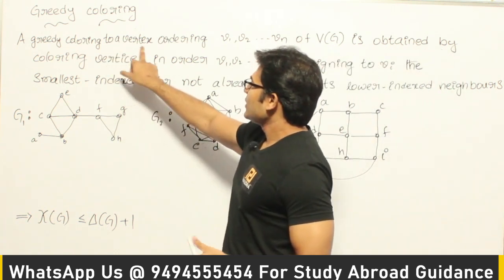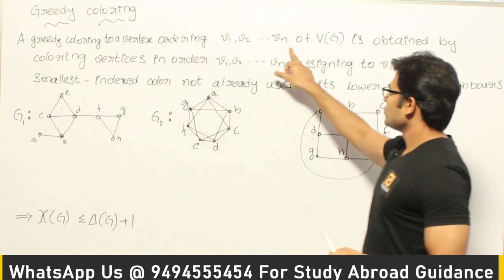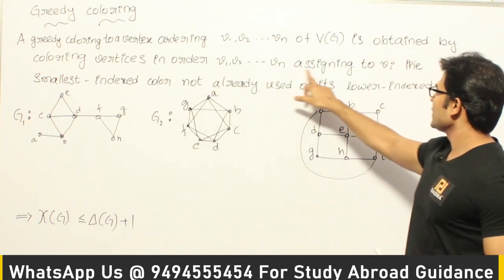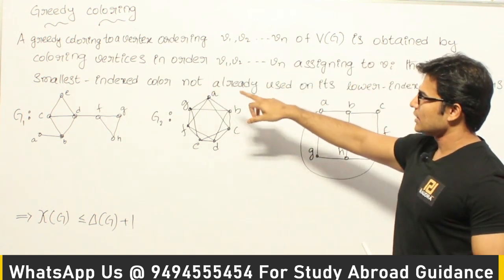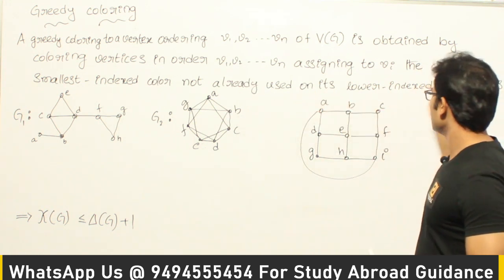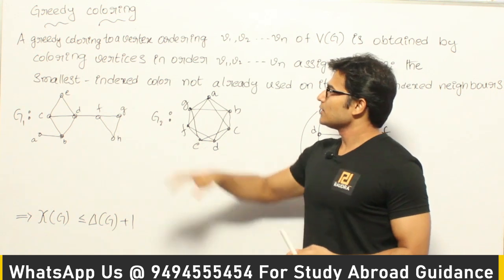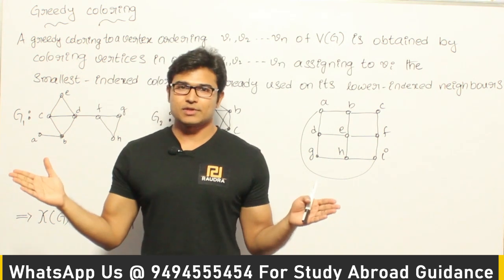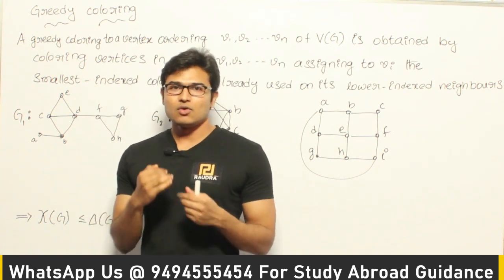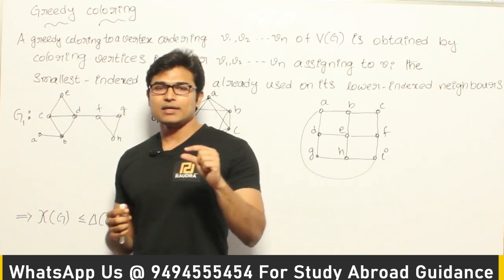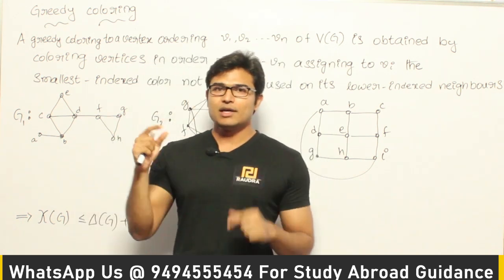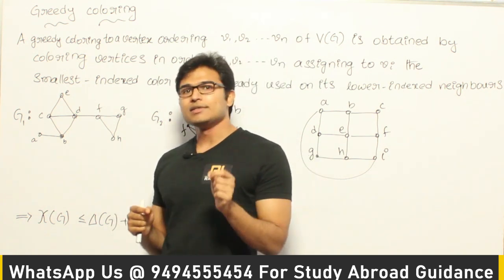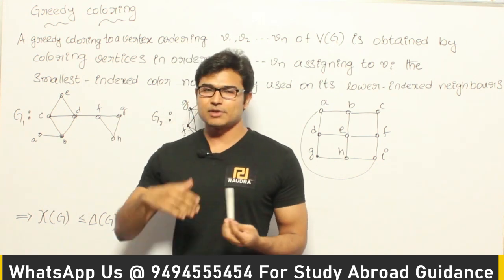Now a greedy coloring to a vertex ordering v1, v2, and so on to vn of G is obtained by coloring vertices in the order v1, v2, and so on to vn, assigning to vi the smallest indexed color not already used on the lower indexed neighbors. So what this algorithm is saying is, you try to put the vertices in one order, which means go one by one. Whenever you are trying to color a vertex, you see all its neighboring vertices, and whatever is the least color not used, you take it and apply it.